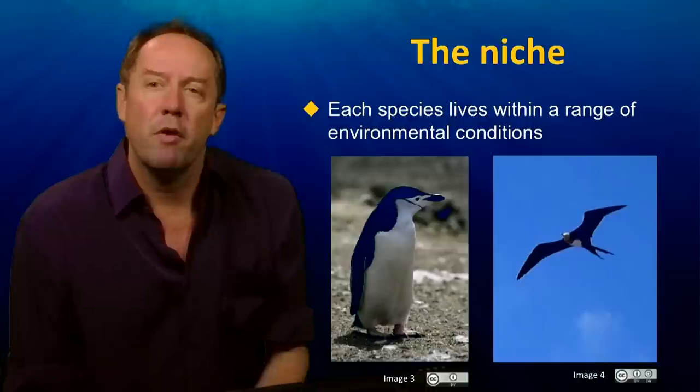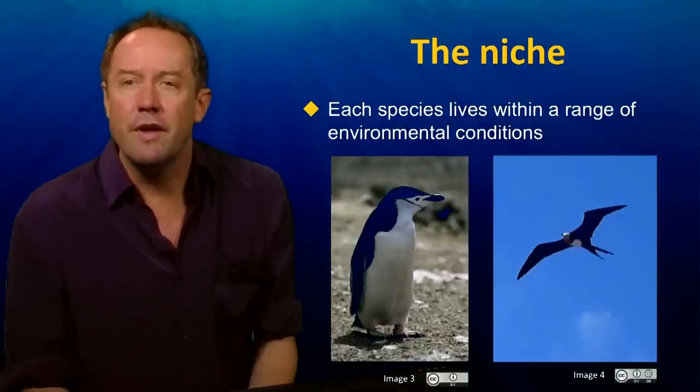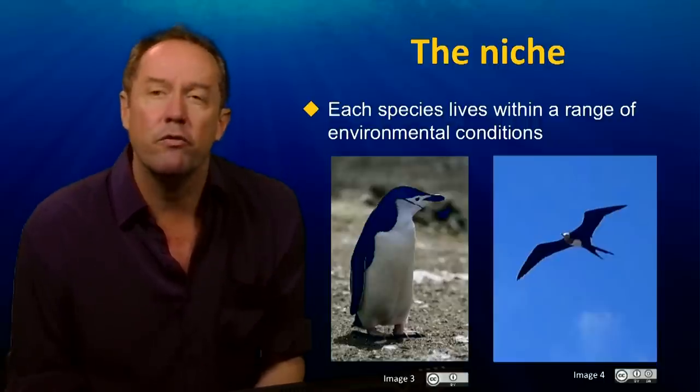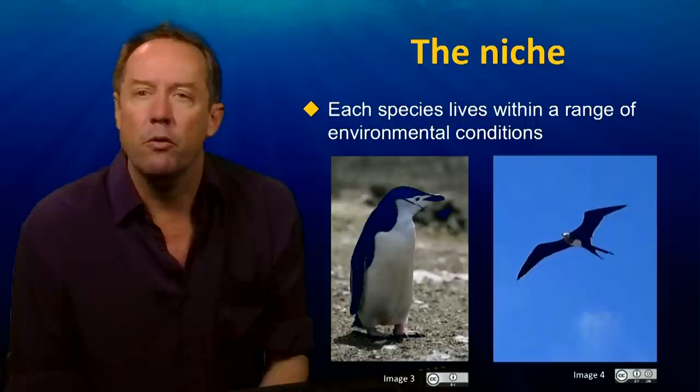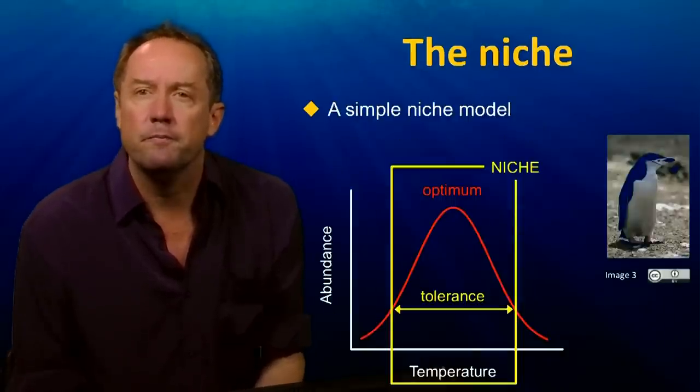So in predicting the impacts of climate change on species, the first thing we really need to understand is the niche of a species. That is the range of environmental conditions in which a species lives. For example, this penguin and this frigate bird. Under what circumstances can they live in the marine environment?